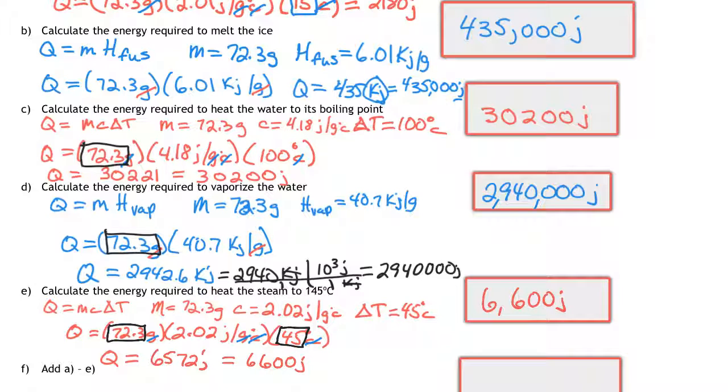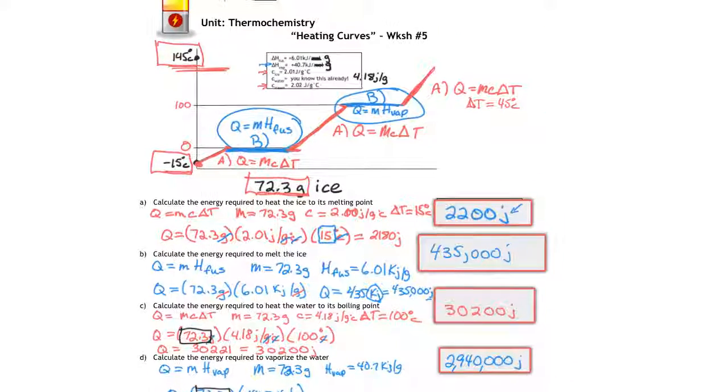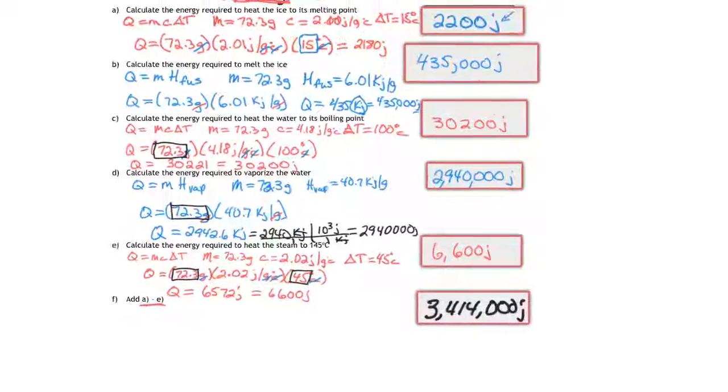Now the last step is to add all these numbers together. So I'm going to add A through E, because this is going to be the total amount of energy that it takes to go from this point through that to here, to here, to here, to here. So the total amount of energy for this whole process is, when you add these all together, 3,414,000 joules. And that's your final answer.